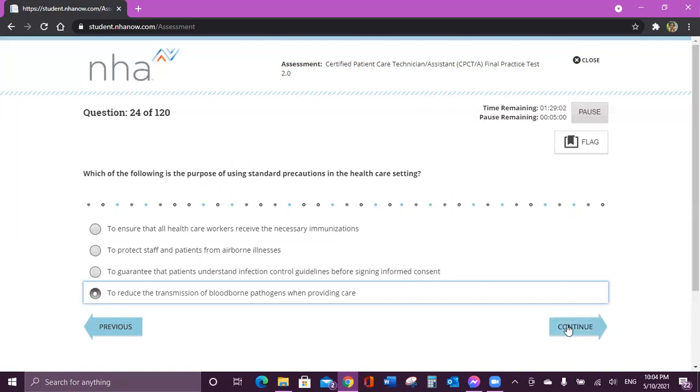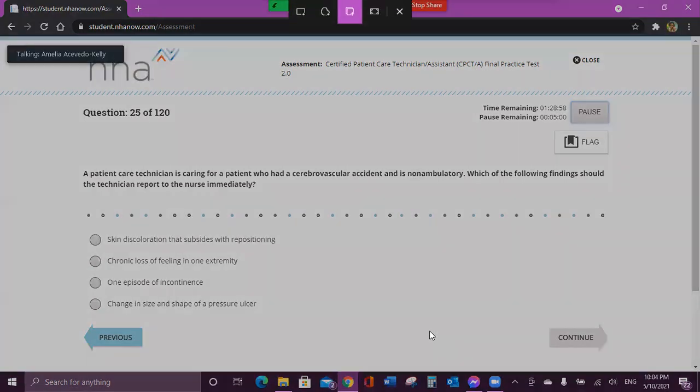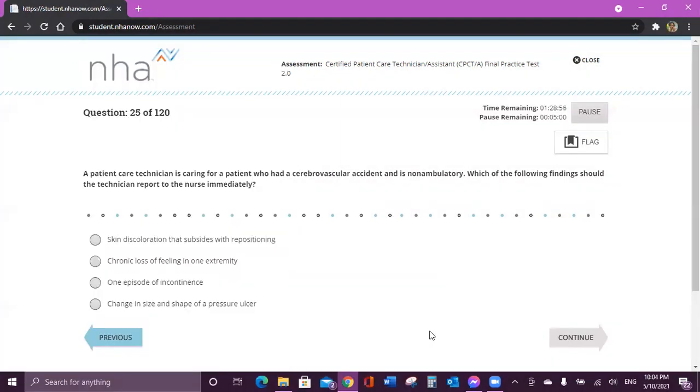So, el otro es, ¿sabes por qué era la C? Porque después que tú lo limpias, si ves que la piel está roja, rosada o negra, you have to report it right away porque el paciente tiene una infección severa.